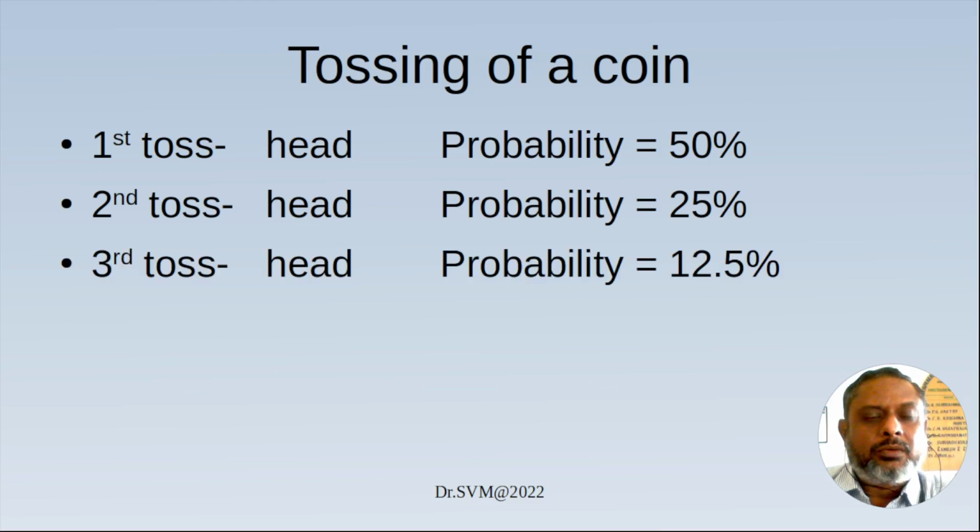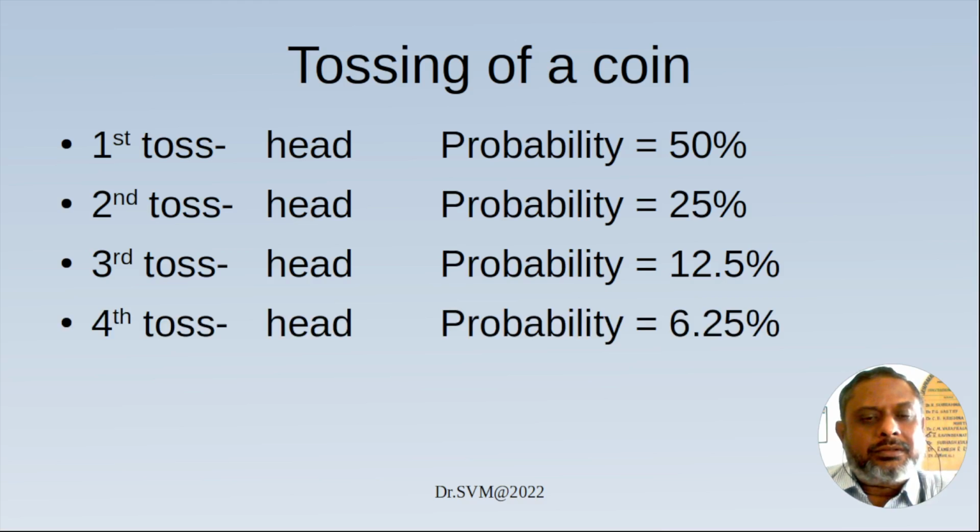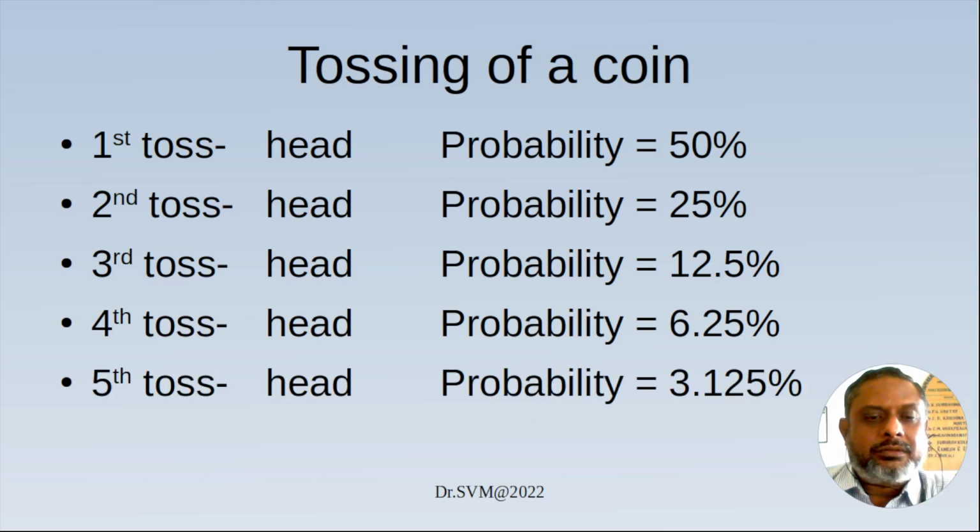Third toss, one more head. The probability of getting three consecutive heads in three tosses is 12.5%. That is 1/8, 1 out of 8. Fourth toss, one more head. So the probability is 1 over 16. That's somewhere 6.25%. What about the fifth toss?